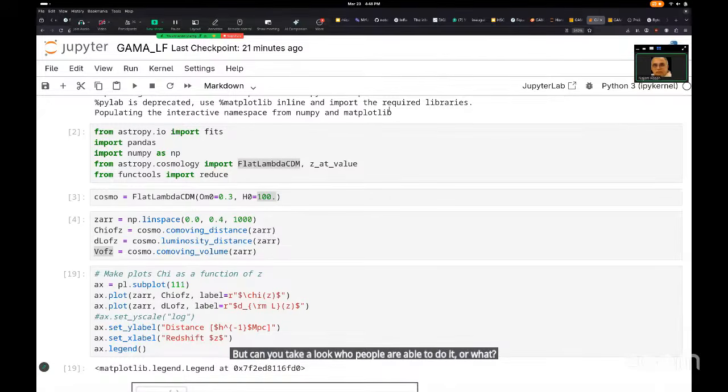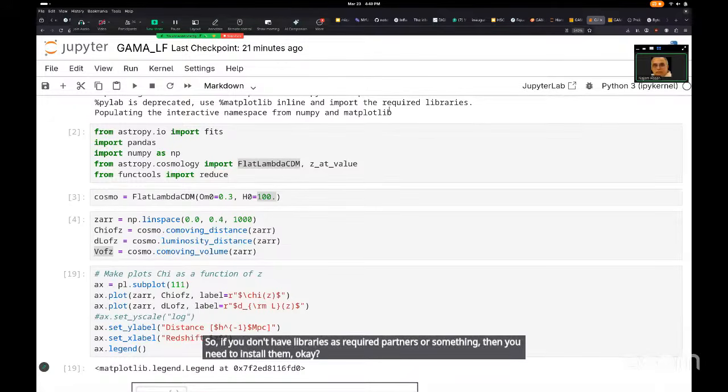If you don't have libraries, Astropy or Pandas or something, then you need to install them, okay? Otherwise, it won't work. So you first install them and then you restart your Jupyter notebook. Then it will work. Otherwise, it won't.